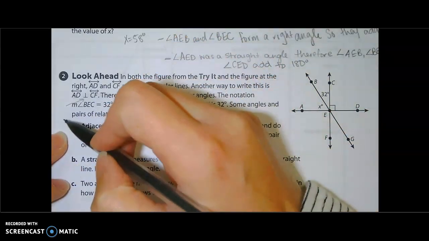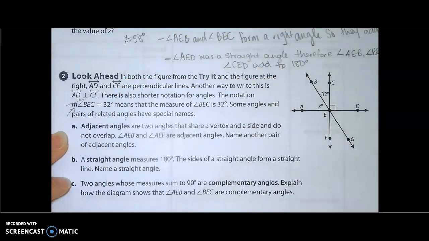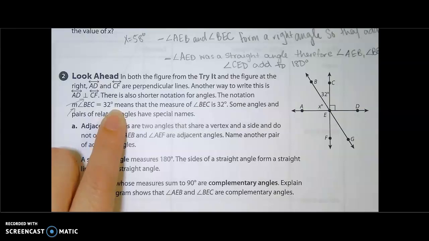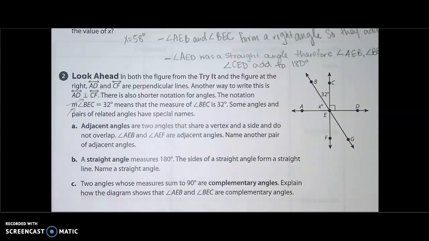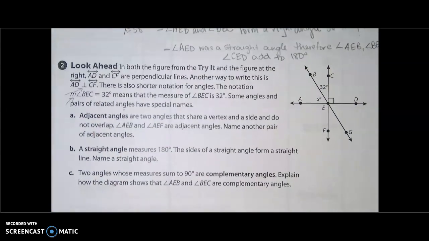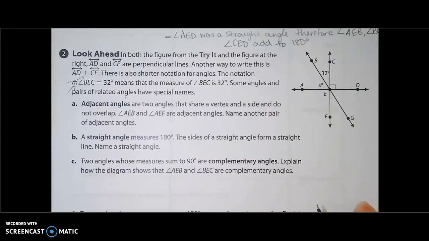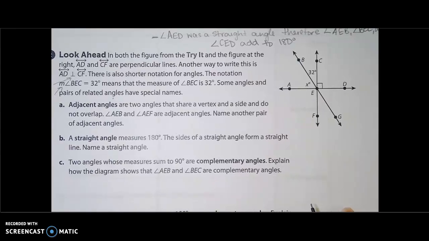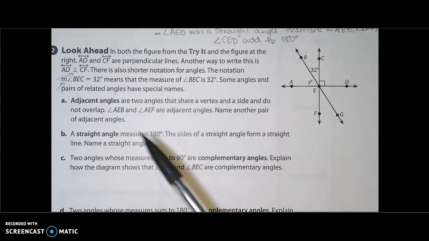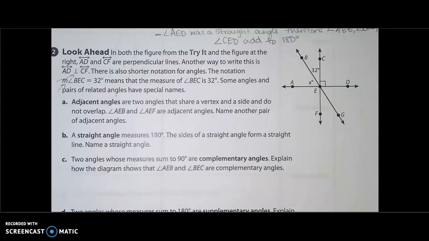And also, the M in front of the angle stands for measure of that angle. So we're going to put that anytime we're going to put equals and then a number behind it. So just so that you are aware, geometry is all about notations, and so you need to know those notations. All right, so A talks about adjacent angles, or two angles that share a vertex and a side and do not overlap. AEB and AEF are adjacent angles.